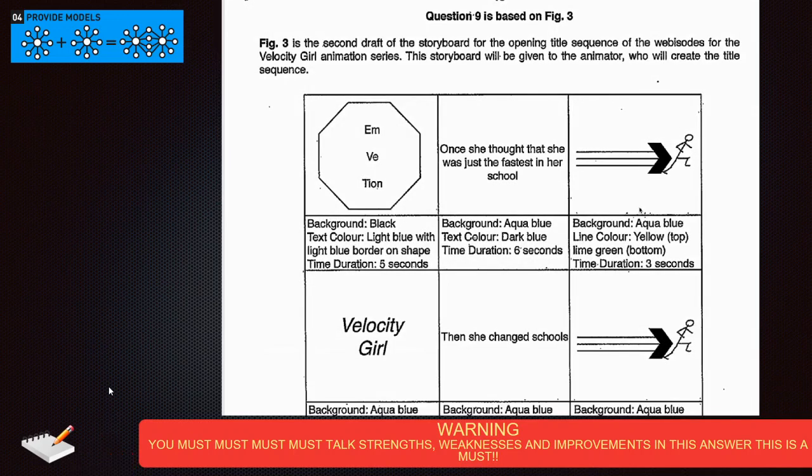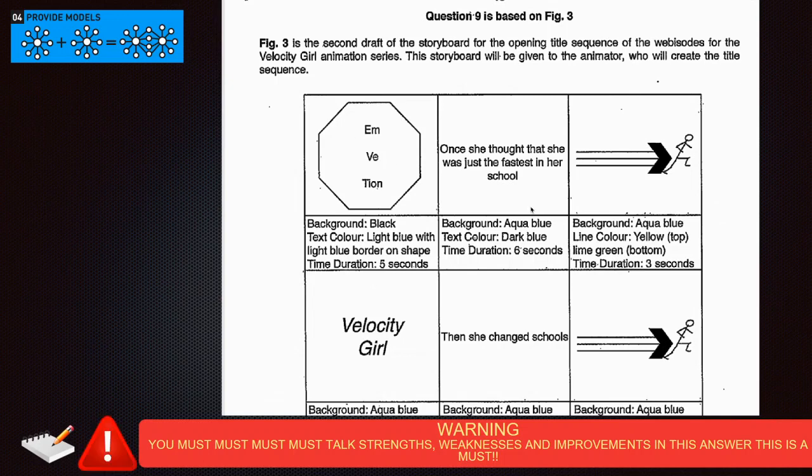Okay, so let's look at question 9. Always at the end of these papers, they give you something physical to do, and then you have to write a sort of report on it. So question 9 is based on figure 3. Figure 3 is the second draft of the storyboard for the opening title sequence of the webisodes for the Velocity Girl animation sequence. So we're talking about title sequences. Do your candidates know what that is? Velocity Girl. This storyboard will be given to the animator who will create the title sequence.